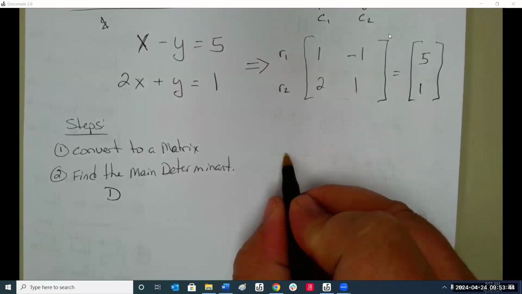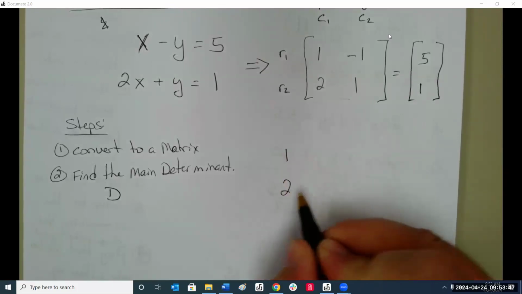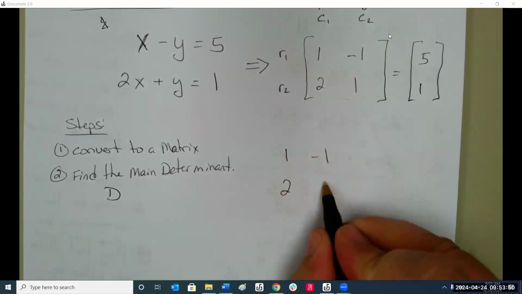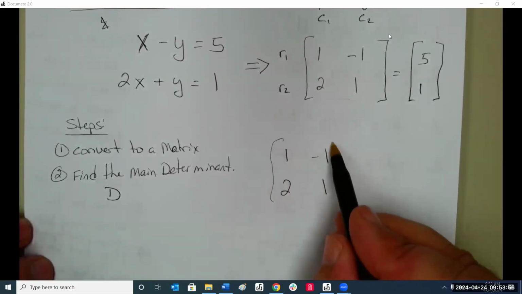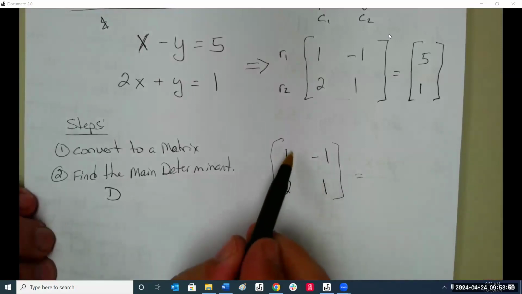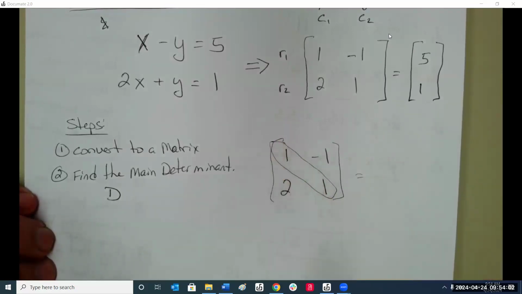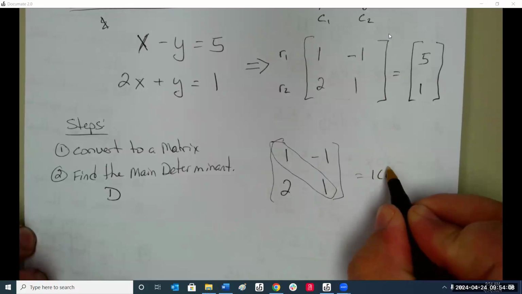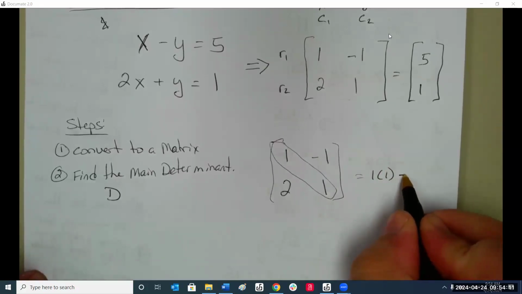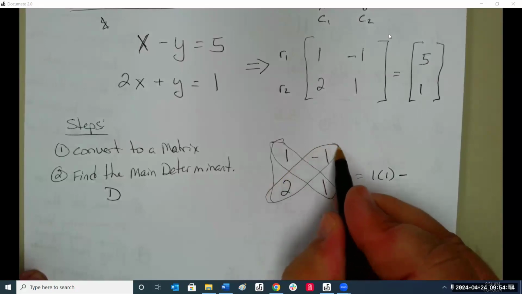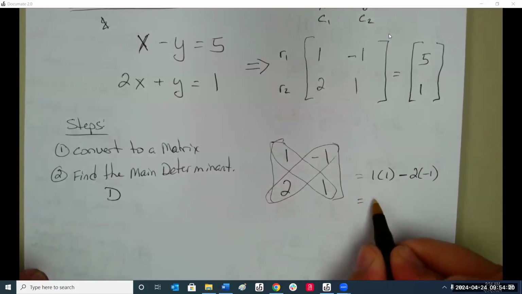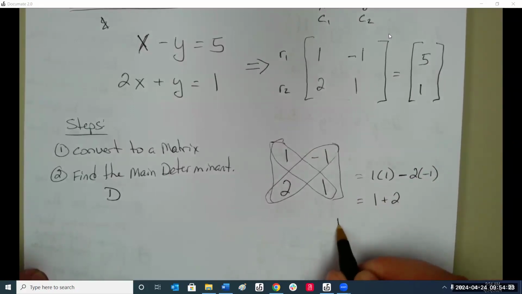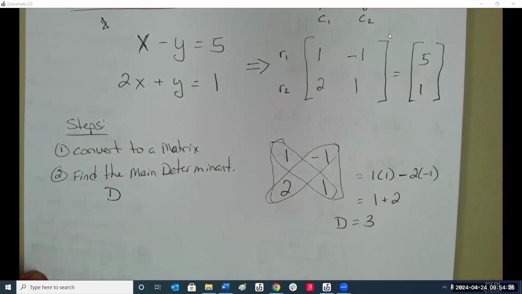Here's how you find the main determinant. You take the values of your matrix, the first matrix. First, you multiply those values in that diagonal, which is 1 times 1. Then you subtract the product on the other diagonal, 2 times -1. So our main determinant is 3.